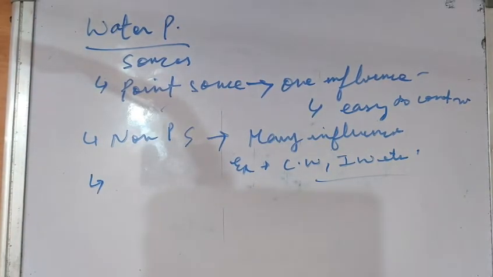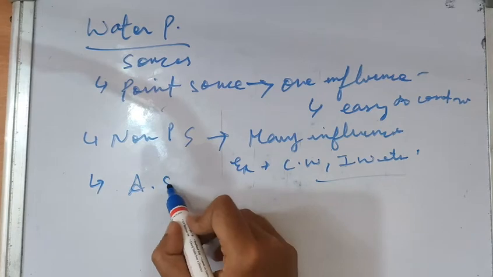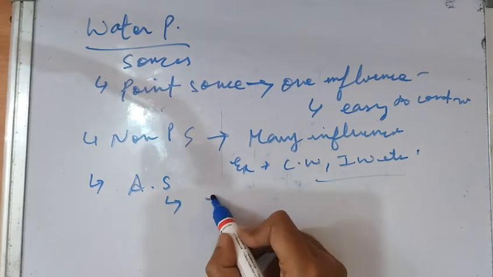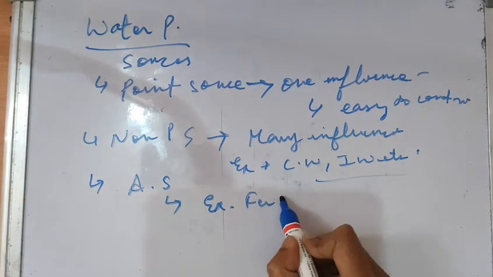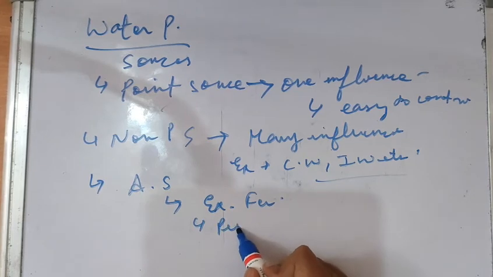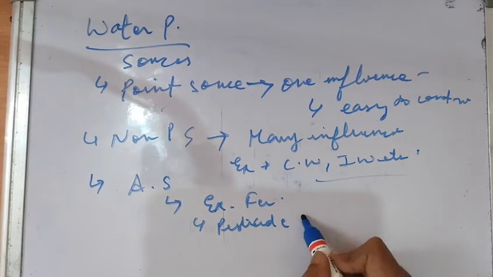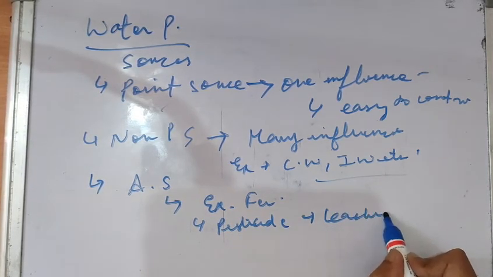Then we have got agriculture sources, like excess fertilizer, pesticides, and their leaching to groundwater.